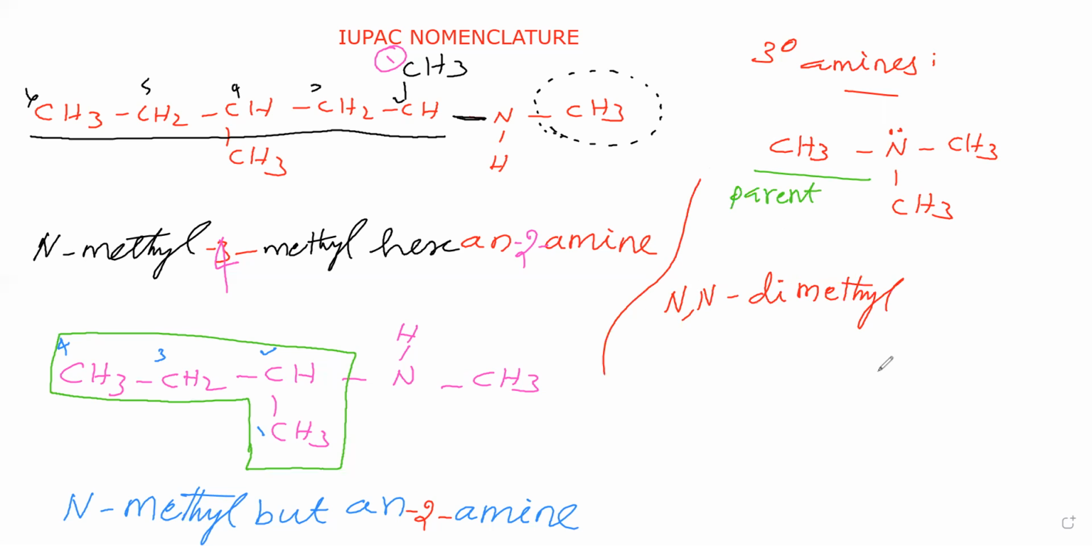Here one carbon is there, therefore meth. Then the primary suffix is ane. Here the functional group is a tertiary amine, therefore you write amine. Then the last letter E of the primary suffix we have dropped. So this name is N,N-dimethylmethanamine.